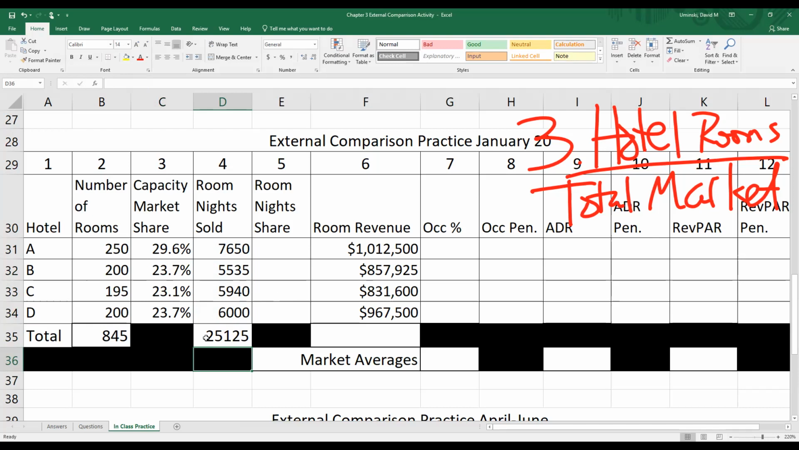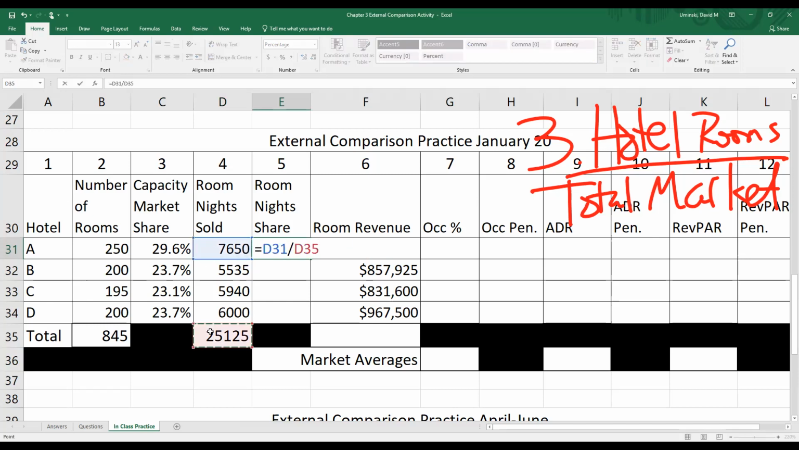Just like we did to figure out their capacity market share, we can look and see Hotel A sold 7,650 of those 25,000 rooms. So we do the same thing, 7,650 divided by the total rooms, and we get 30.4%. We see how that works? So go ahead and do that for hotel B, C, and D.